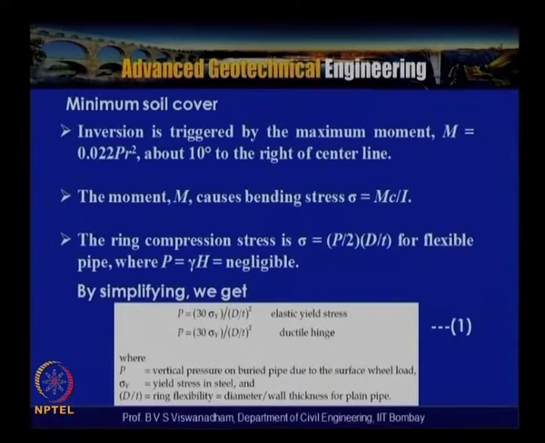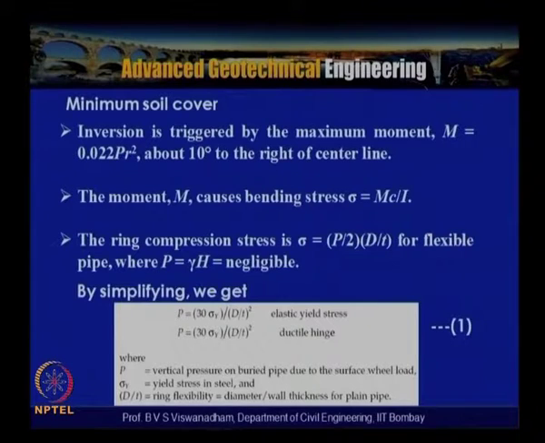The axial component is neglected here because of its magnitude. The moment M causes the bending stress sigma equal to Mc by I. The ring compressive stress is sigma equal to P by 2 into d by t, that is, Pd by 2t for a flexible pipe, where P equal to gamma h is actually negligible.